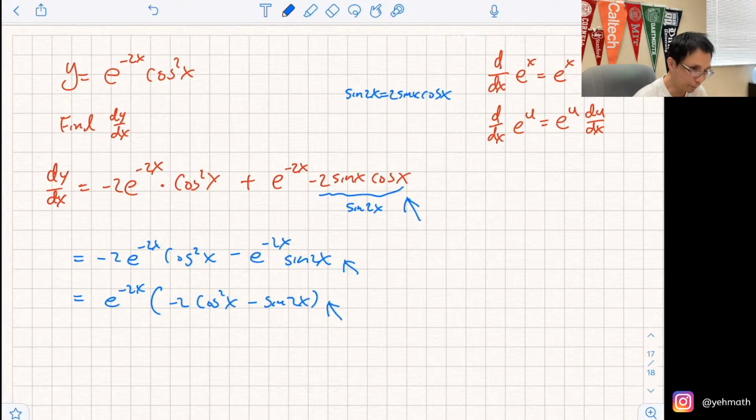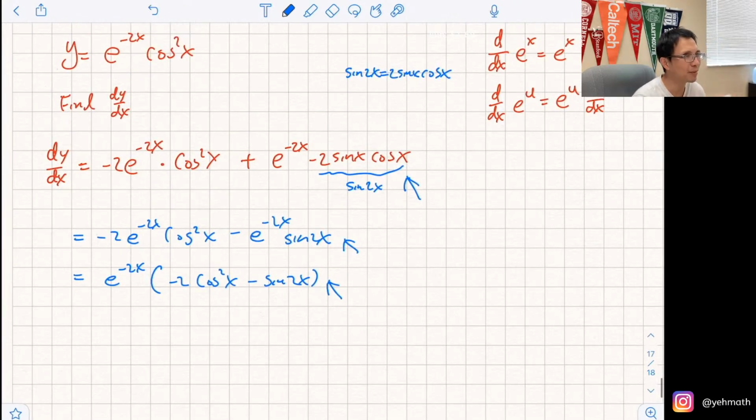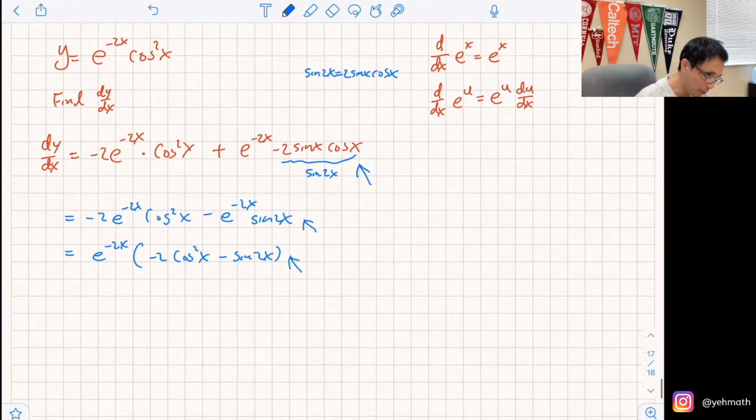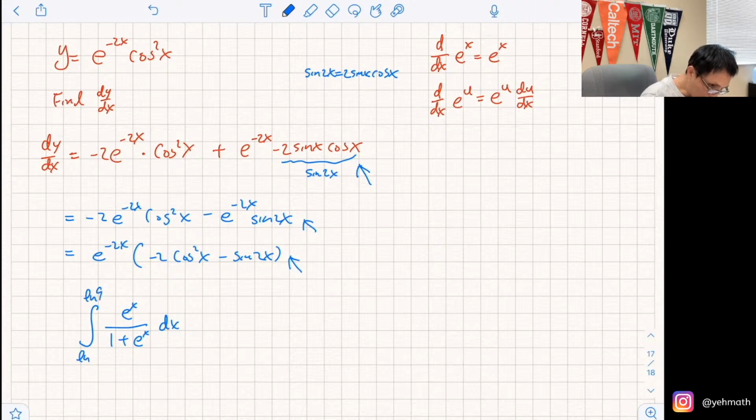Okay, that's that. So that's just some brief stuff that you're supposed to know. Another thing you're supposed to know is how to take the integration of something like this: e to the x over 1 plus e to the x dx. The answer is natural log of something like that. You should know how to take the integration of this.